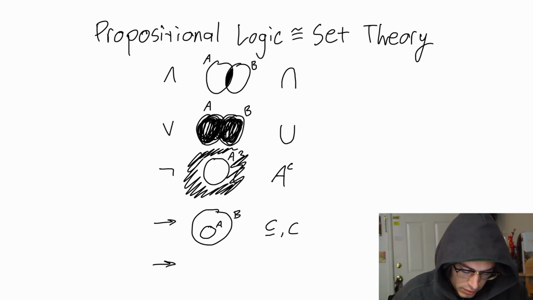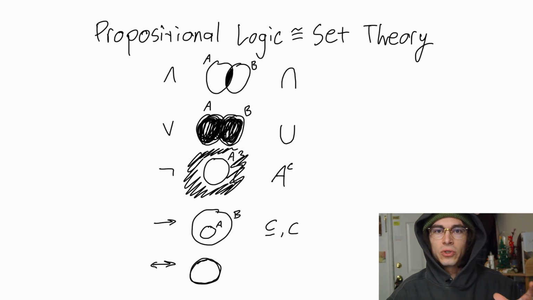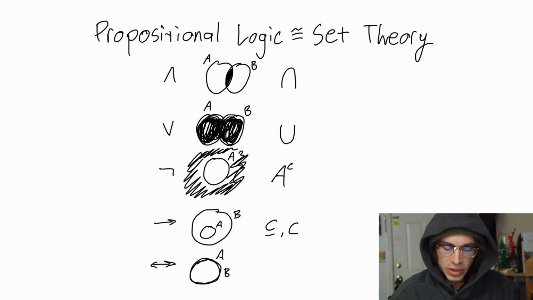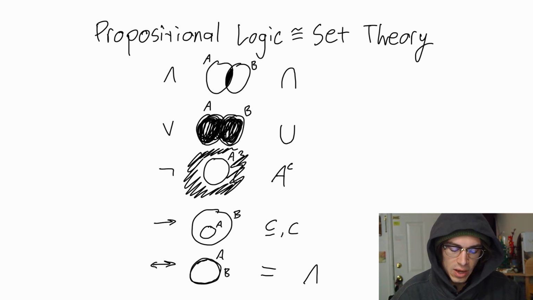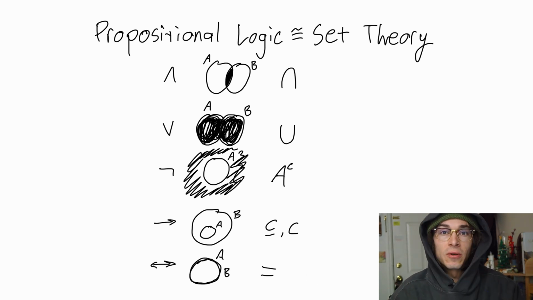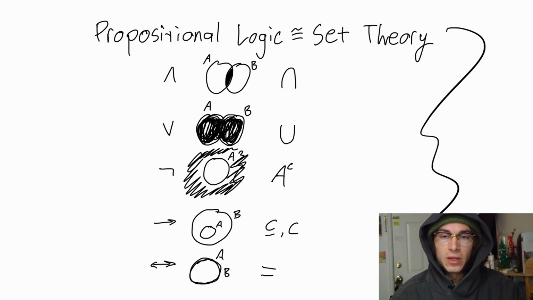And finally, the biconditional, which was just two circles which are perfectly overlapping with each other. And in set theory, this becomes the equals sign. So A is equal to B. So I'll come back to all this in the next video, and again in the video after that, and then it will sort of culminate and we'll see the consequences of this connection in the next video after that, which is going to be set theory.